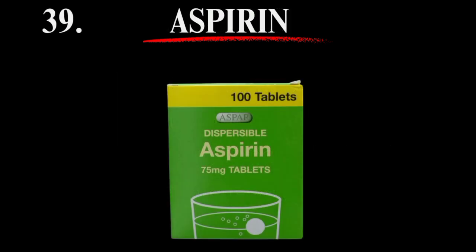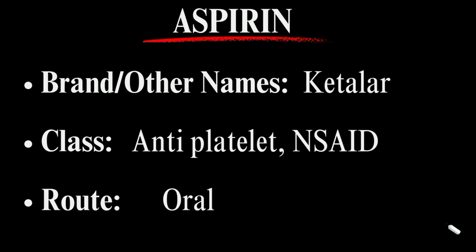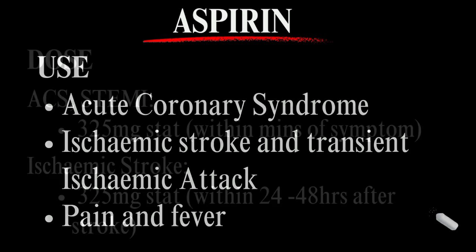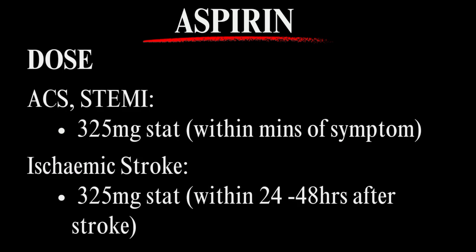Aspirin is sold under the brand name Ketler. It's an antiplatelet and also an NSAID. The route of administration is oral. It's used in the management of acute coronary syndrome, ischemic stroke, and transient ischemic attack, and also for the relief of pain and fever. The dose for ACS and STEMI is 325 milligrams started within minutes of symptom onset. It's the same for ischemic stroke, but it should be given within 24 to 48 hours after a stroke.